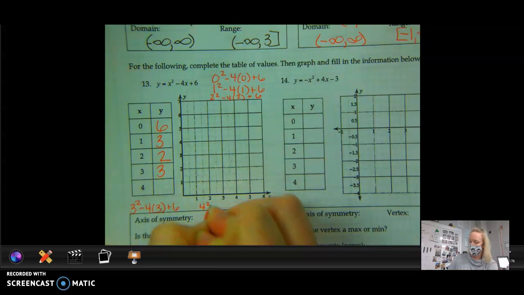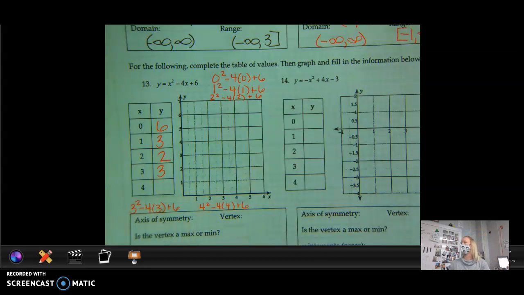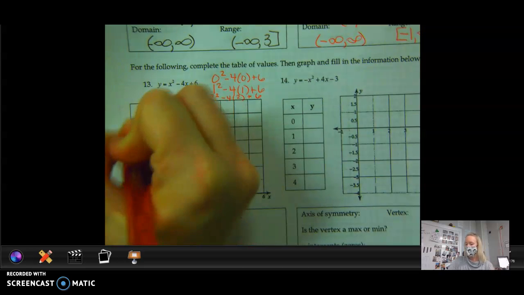4 squared minus 4 times 4 plus 6. What is 4 squared? And what's 4 times 4? So this one's having me do 16 minus 16, but then add 6 to that. How much would that be? 6.